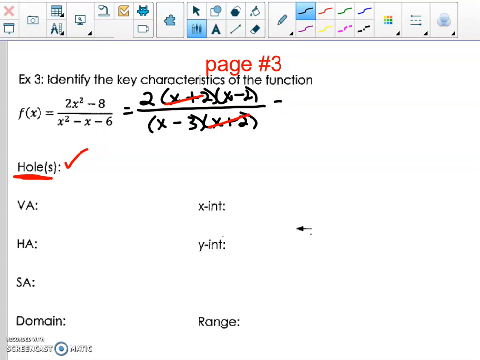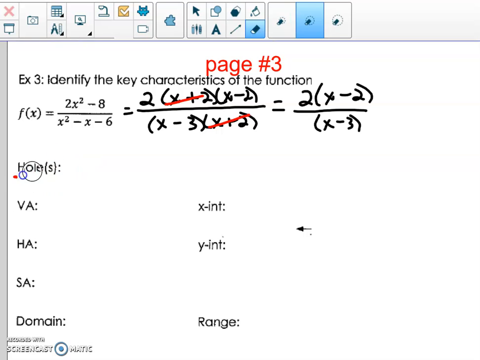I'm going to rewrite the simplified version as 2x minus 2 over x minus 3. So that's the simplified version. All right, let's get to the hole of this problem.